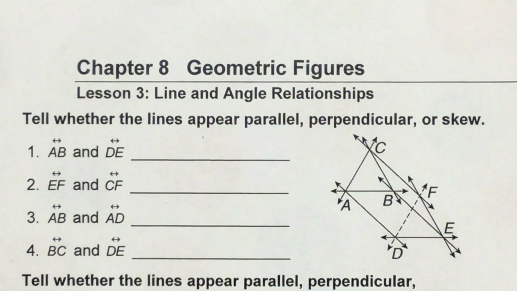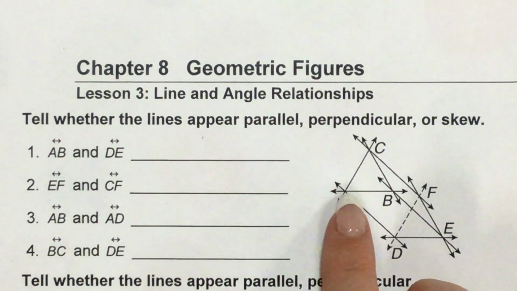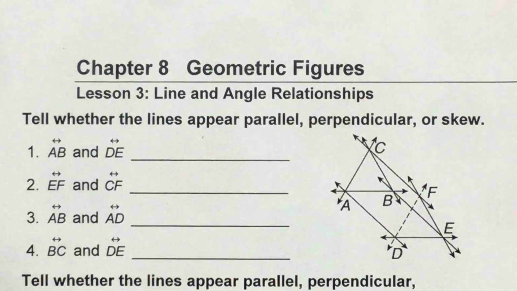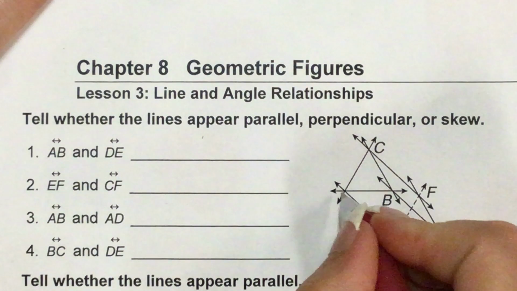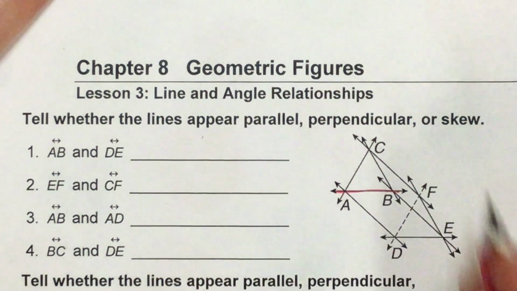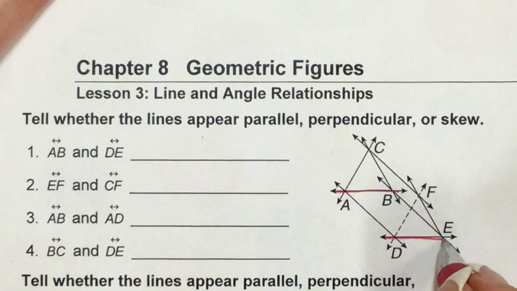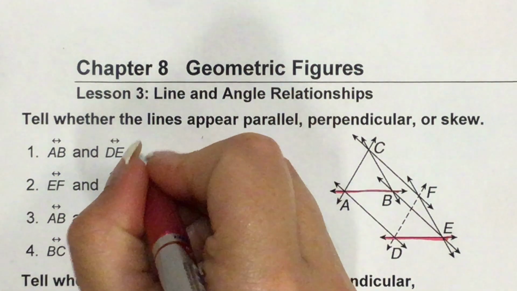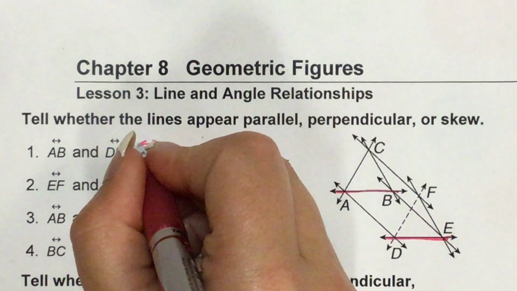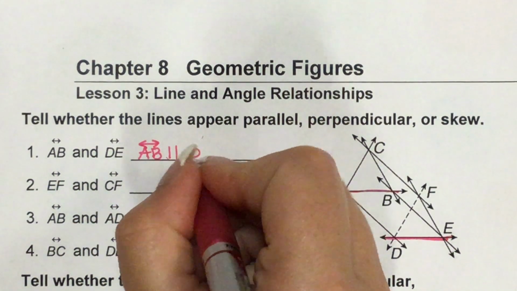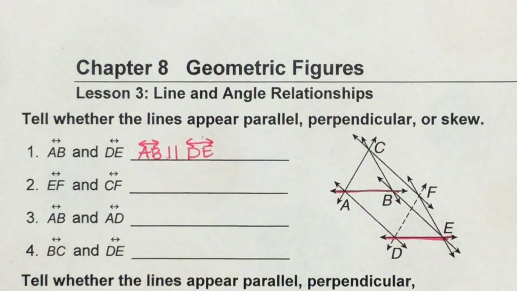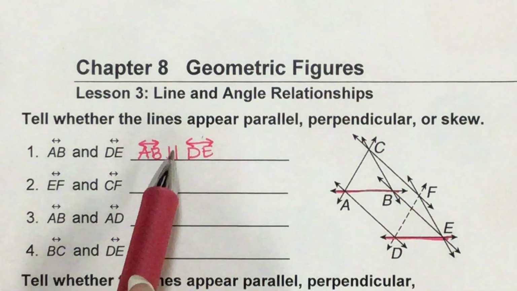All right, we are back. Let's go ahead and look at line AB and line DE. So AB is right here, and DE is right here, and it appears those two lines are parallel. So what we would say is line AB is parallel to line DE. Make sure that you're writing using symbols like this. If you got that one right, great job.